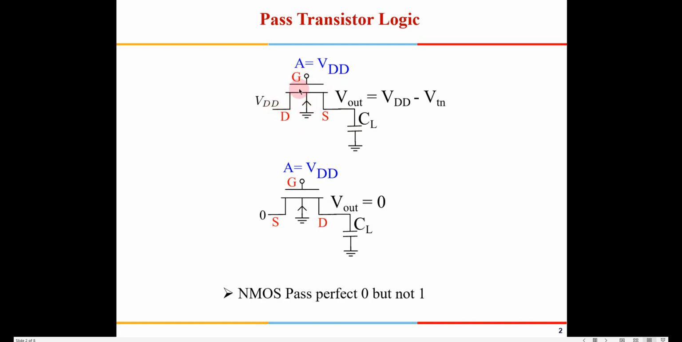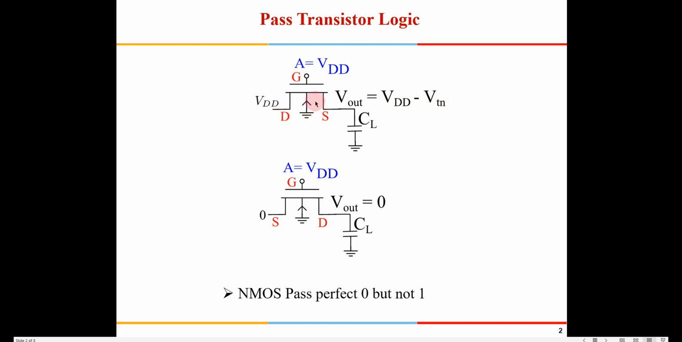Now if you have an NMOS here, you are applying a gate signal where A equals VDD, that is, you are applying VDD to the gate. What happens if on the drain side you are applying VDD and you want the output node to be charged to VDD? It doesn't get charged to VDD. The maximum voltage available will be VDD minus VTN. So what is the reason?